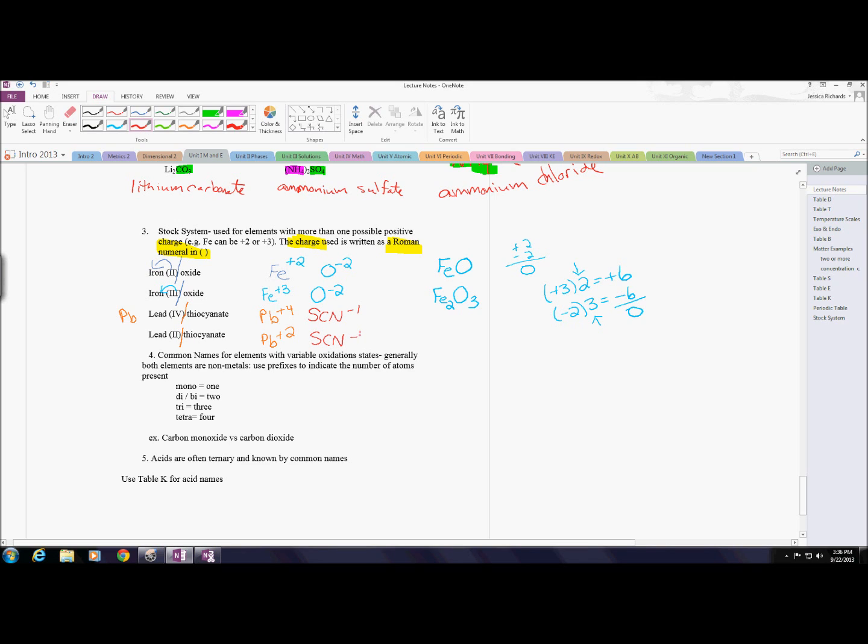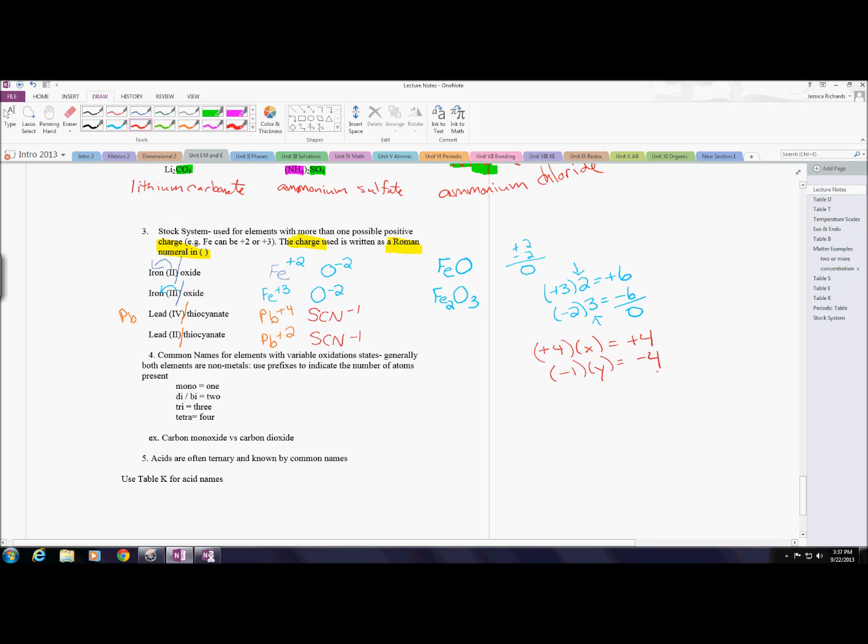SCN -1. Okay, so again, our goal is to make our compound have a total charge of 0. So what's the least common multiple between 4 and 1? Least common multiple between 4 and 1 is 4. So how many leads at +4 each do I need to get a total of +4? And how many thiocyanates do I need at -1 each to get a total of -4?